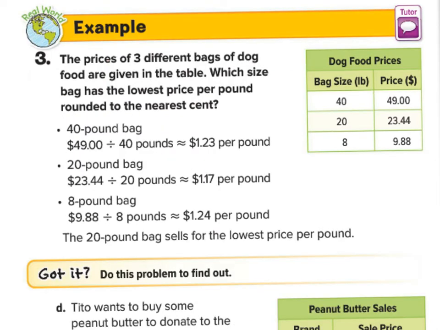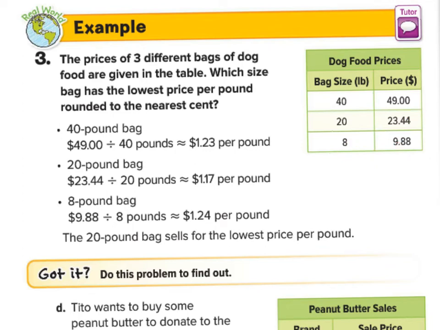Having the ability to identify unit rates, or the cost per each item, is really a great skill to know when comparing prices. For example, dog food prices. Here you can buy a 40-pound bag for $49, or a 20-pound bag for $23, or an 8-pound bag for $9.88. If we wanted to know which one is the cheapest, we would find the price of a pound, correct? How much is it for 1 pound at this rate?